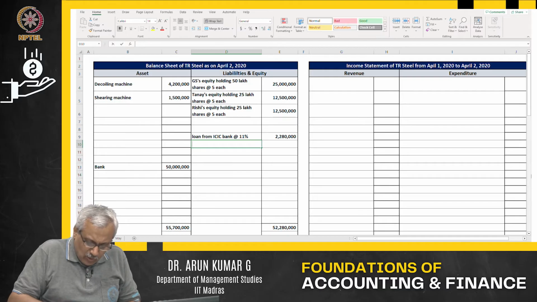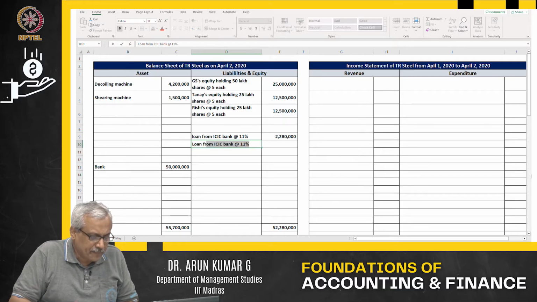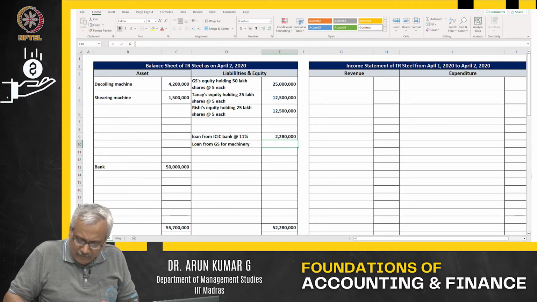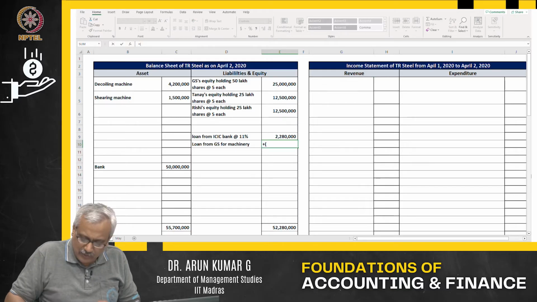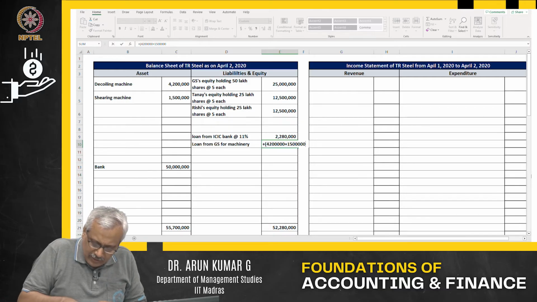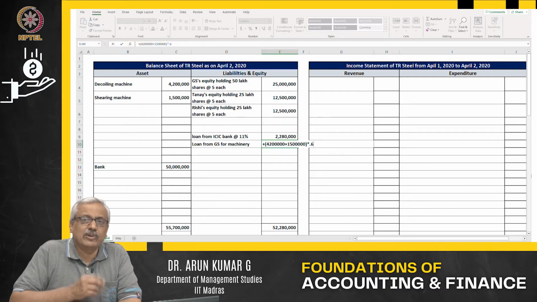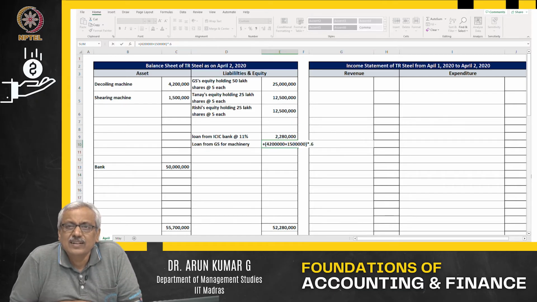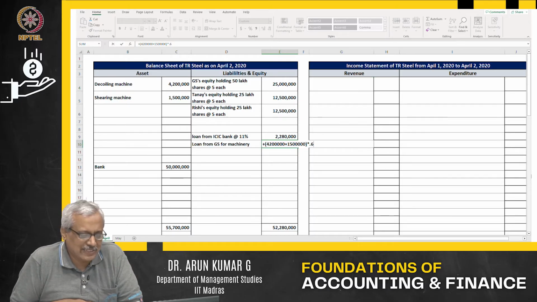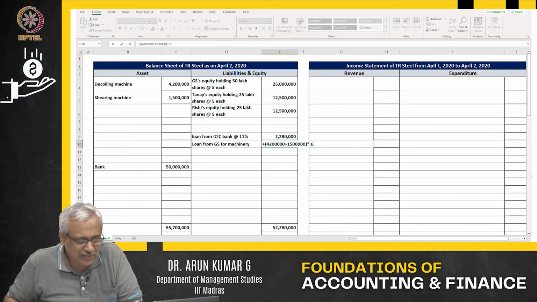So, what is called as loan from GS for machinery. What is the value? 60% of it is the value, that is 42 lakhs plus 15 lakhs. One can argue, sir, why are you typing it every time? You can just copy the cell and then paste it. There is a reason for it. I will let you know as we go along in this particular set of transactions. Why I am specifically typing it, I will let you know as we go along.